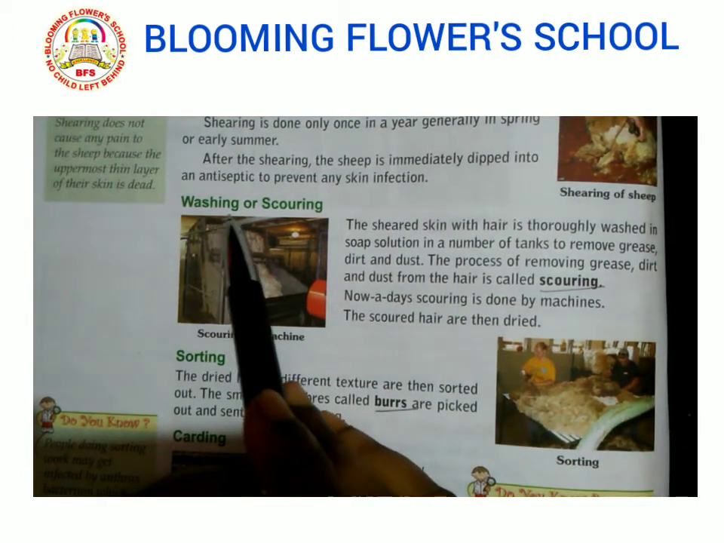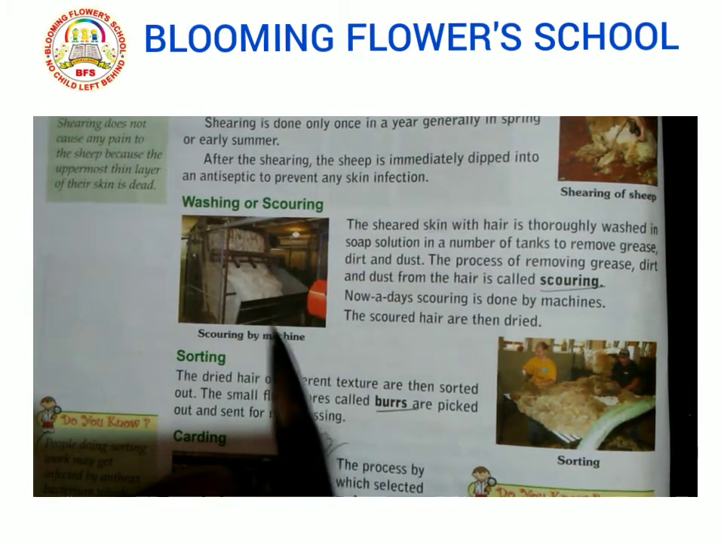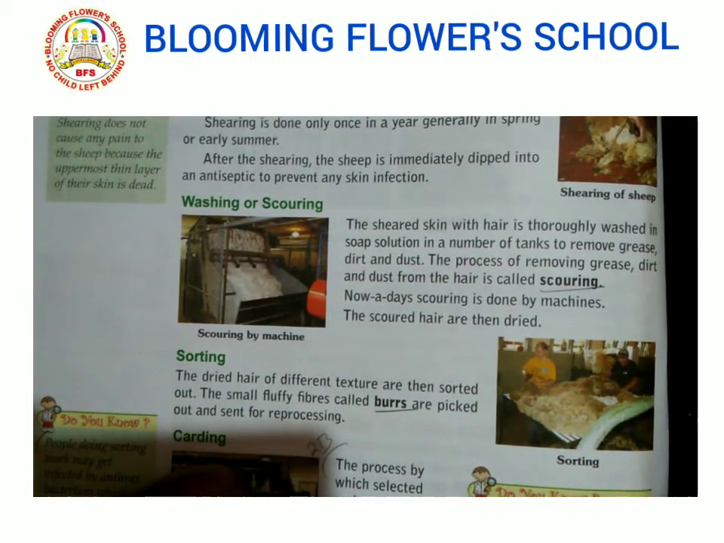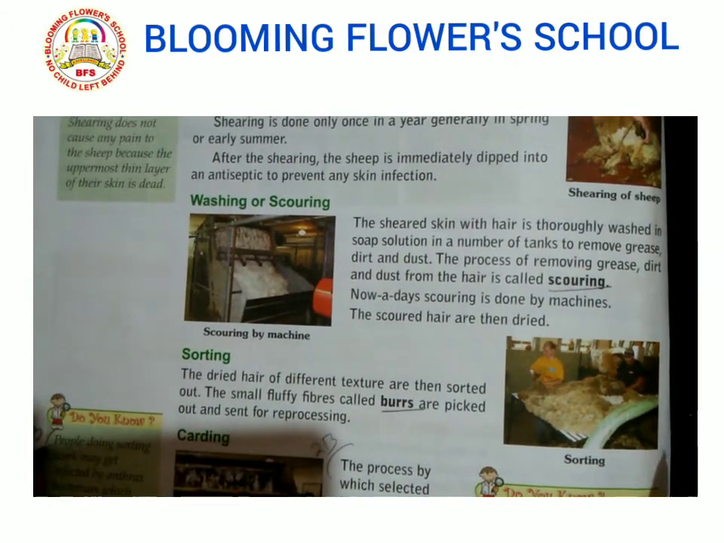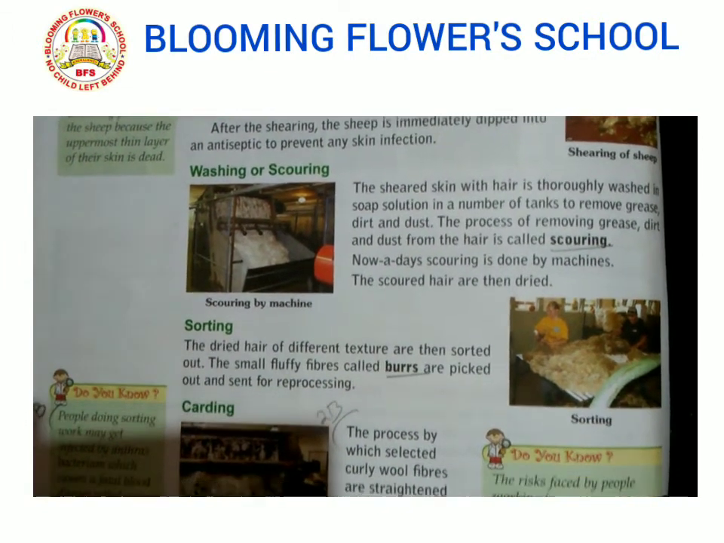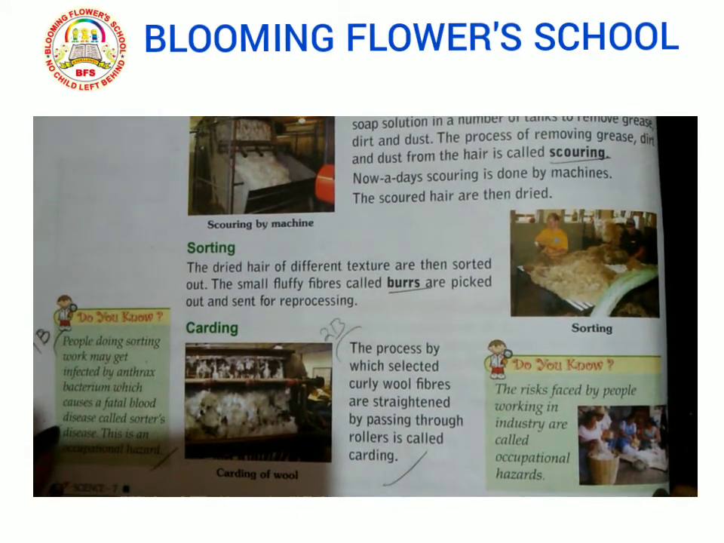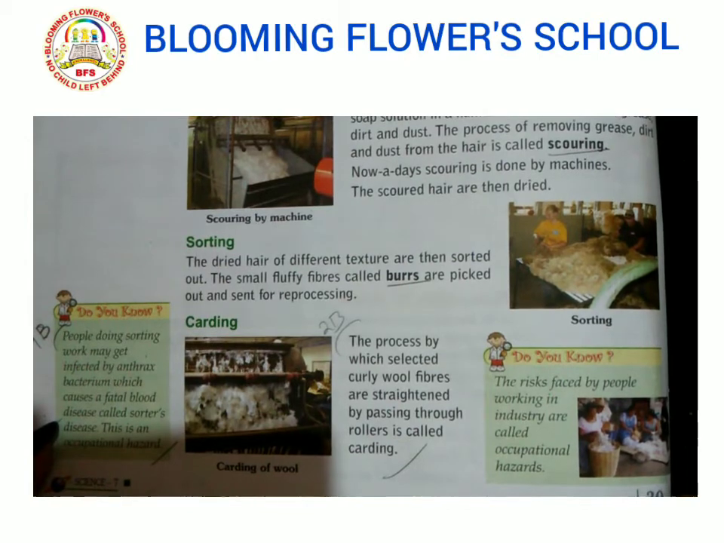Here you say washing or scouring. What do we call? Washing or scouring is done for who? The fleece. We don't say hair, we say here fleece. Next is sorting. You dried it. After drying, what we do is sorting.